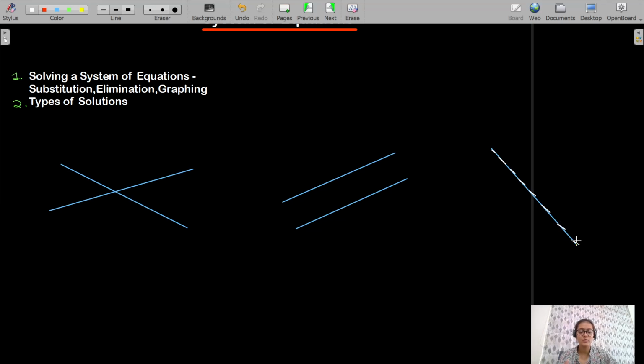So these are the 3 possible cases when we try to draw the graph of two linear equations. Now, when you get this type of graph, we say that our system of equations is consistent. Even this one is called consistent. And this one is called inconsistent.